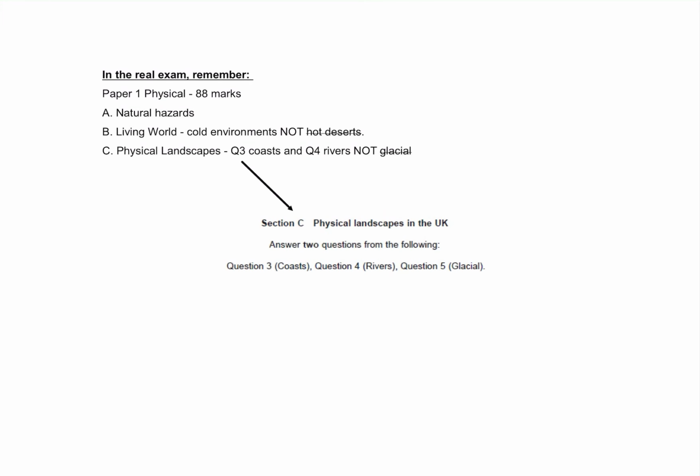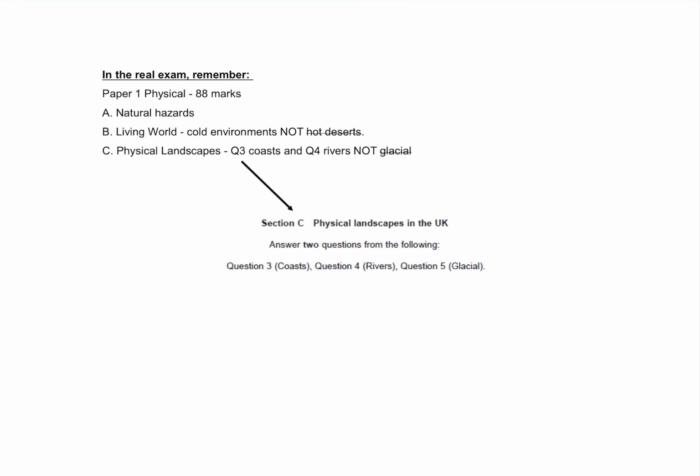Hello everyone, this video is just a talk through of the paper 1, the physical geography exam. On the first slide here, you can just see a brief overview then and a reminder of the topics that you're going to be asked questions on. So in paper 1, it's obviously natural hazards, you've got the living world, and then you've got physical landscapes.